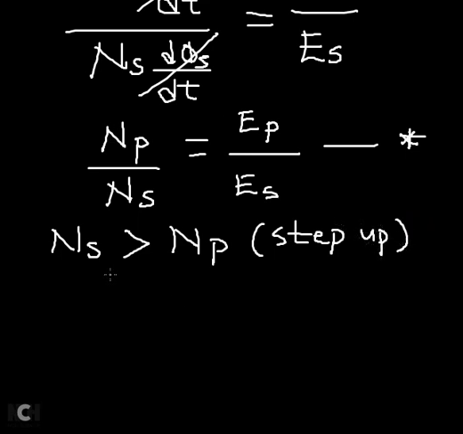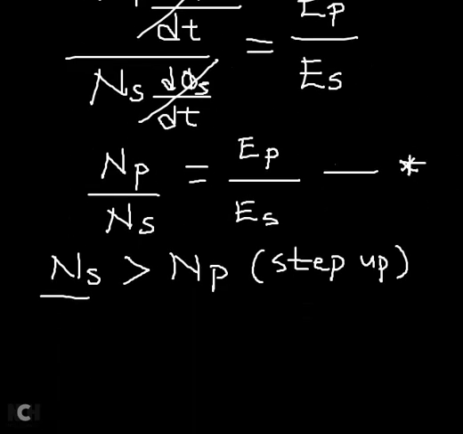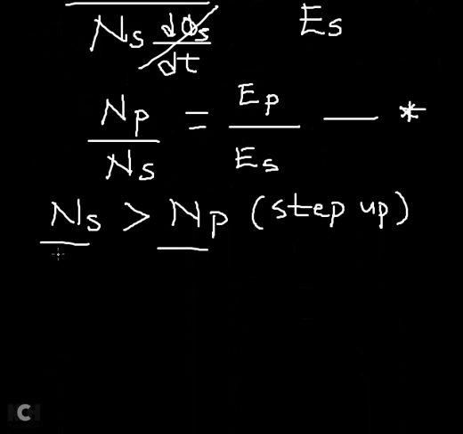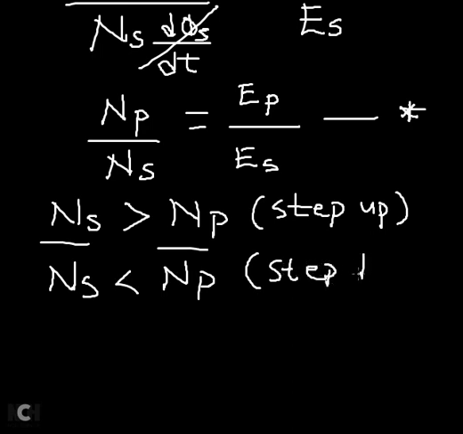Why is it step up? Because the number of turns of the secondary, which is the output, is greater than the number of turns of the primary, so it's stepping up the voltage. But a situation where the number of turns of the output, which is the secondary, is less than the number of turns of the primary, this is where you now have a step down transformer. Please take note of that.